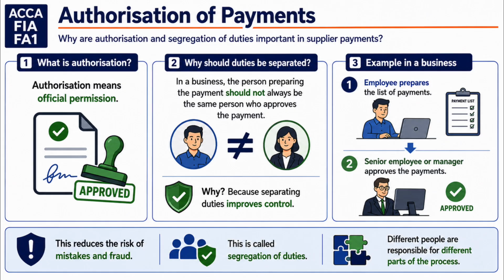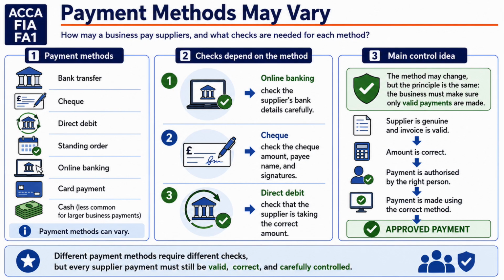In accounting, this is called segregation of duties. That means different people are responsible for different parts of the process. Payment methods may vary. The textbook explains that payment methods can vary. A business may pay suppliers by bank transfer, check, direct debit, standing order, online banking, card payment, or cash, although this is less common for larger business payments.